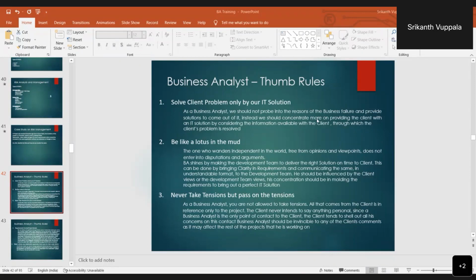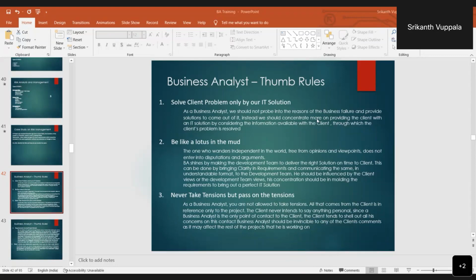And next is: be like a lotus in the mud. What does that mean? A business analyst should work independently without getting influenced by pressure or any other external factors. The one who wanders independent in the world, free from opinions and viewpoints, does not enter into disputations and arguments. So we should not encourage any kind of arguments between the team, and we should not argue with the development team or the stakeholders.